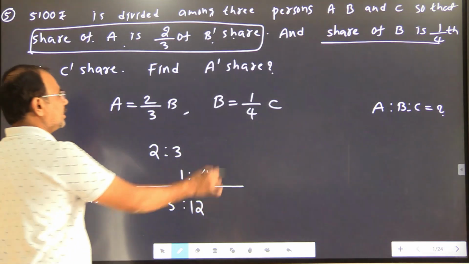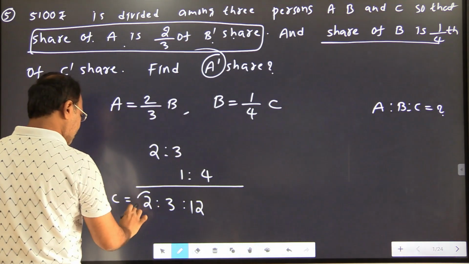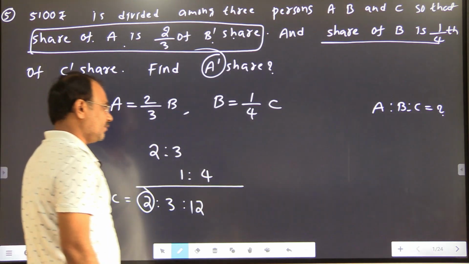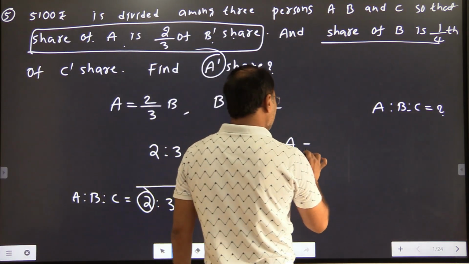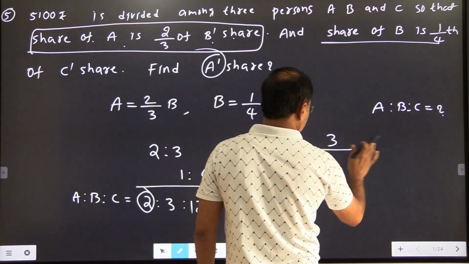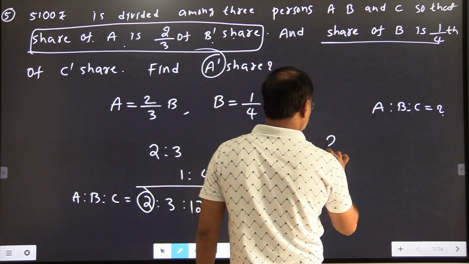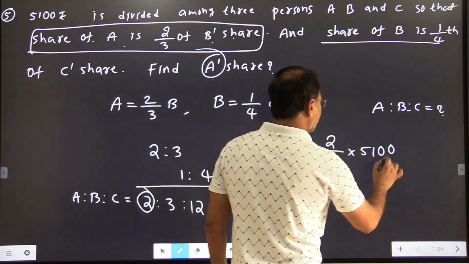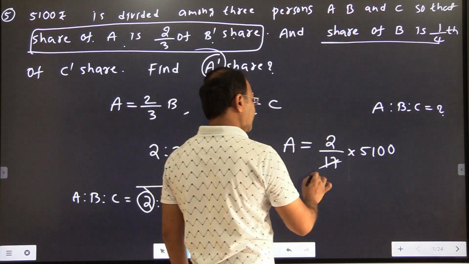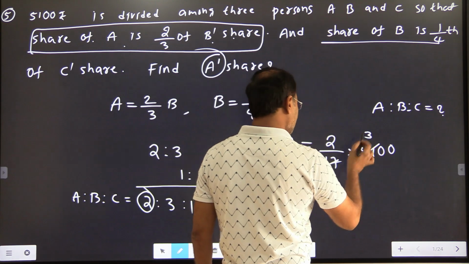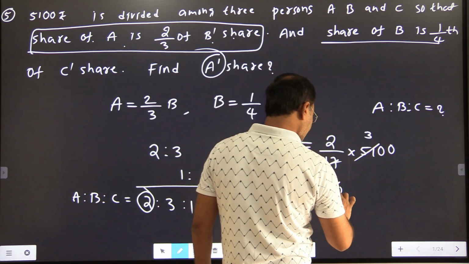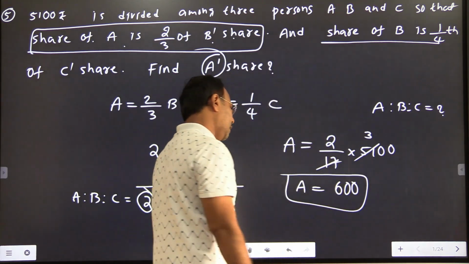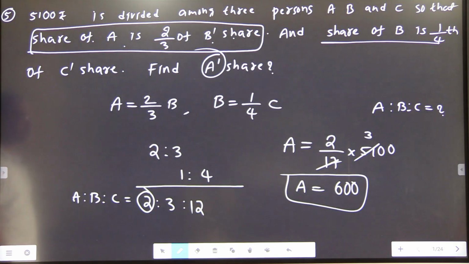The question asks us to find A's share. So 2 plus 3 is 5, 5 plus 12 is 17. A's share is 2 parts, so 2/17 into 5100. 17 into 3 hundreds. So 2 into 3 is 600 rupees. This is A's share. A is equal to 600 rupees.